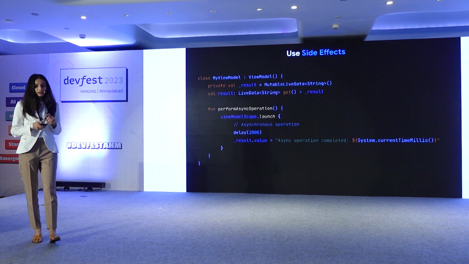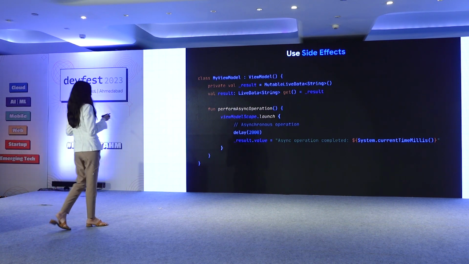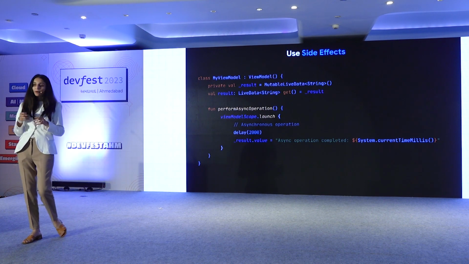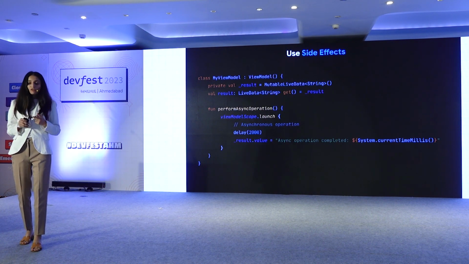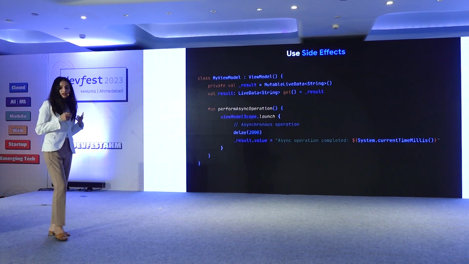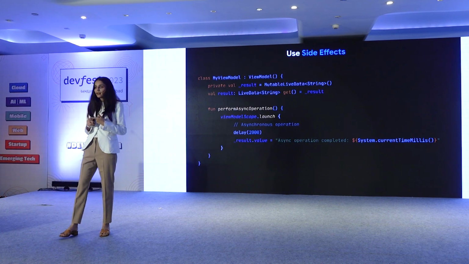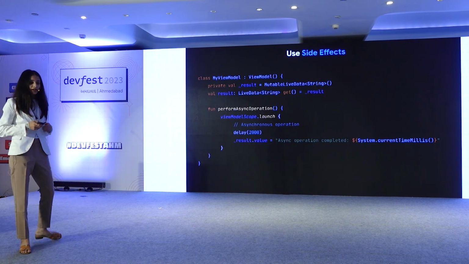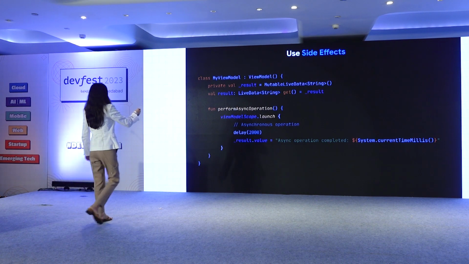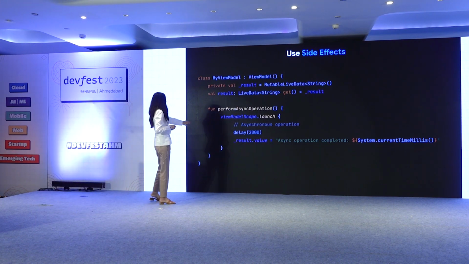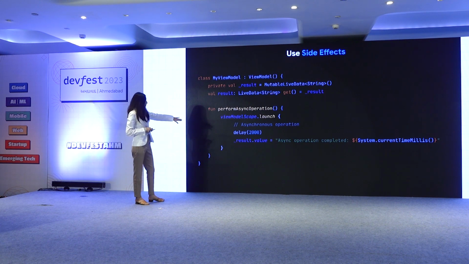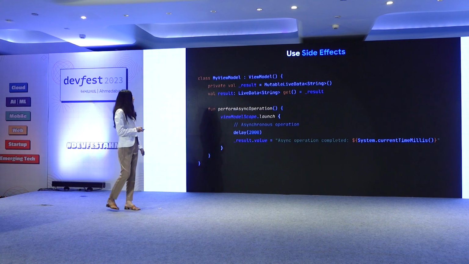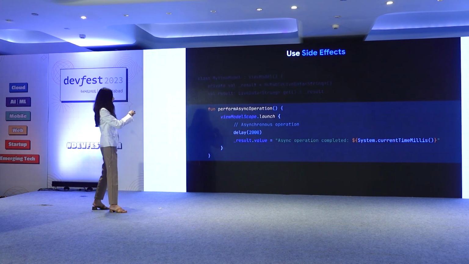Side effect, use side effect. A side effect refers to any action that happens beyond our composable function, for example making a network call, doing asynchronous work, or handling a callback. Any operation outside the composable is a side effect. Suppose I am creating one side effect here. I am doing an asynchronous operation in the perform asynchronous operation function.